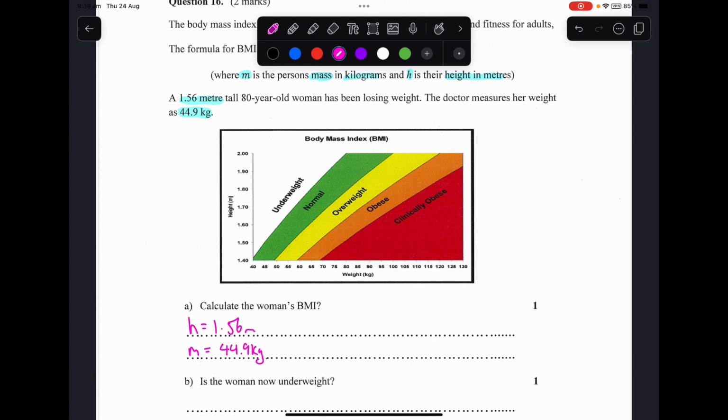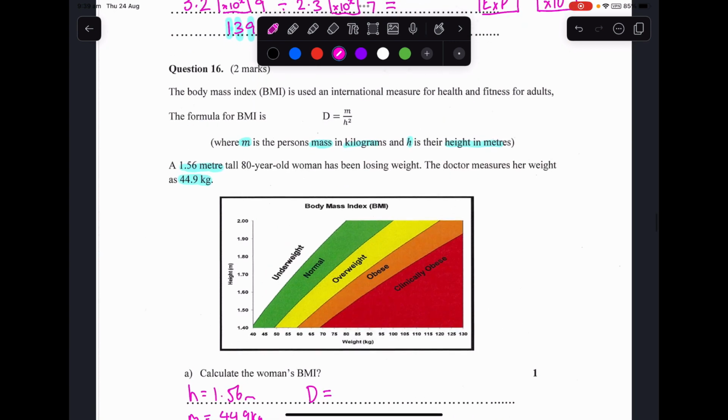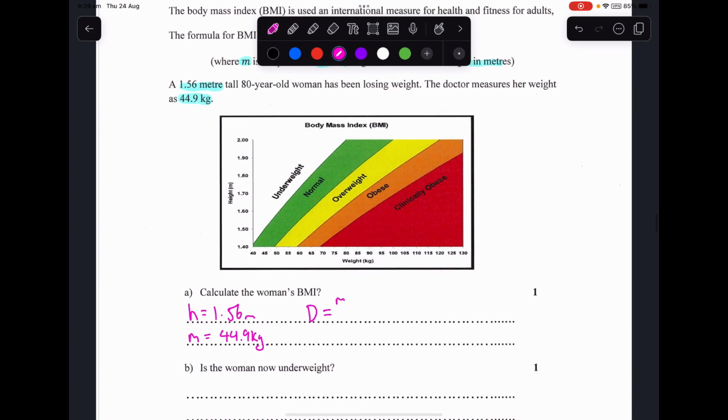So now we're going to use our formula. B equals, what did they say? M over H squared. So it ends up being 44.9 over 1.56 squared. Now be careful how you put this in your calculator. Make sure you check it more than once, and you should come out at 18.45 as her BMI.